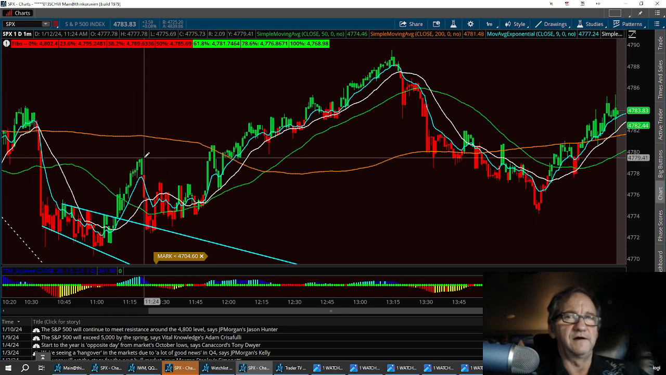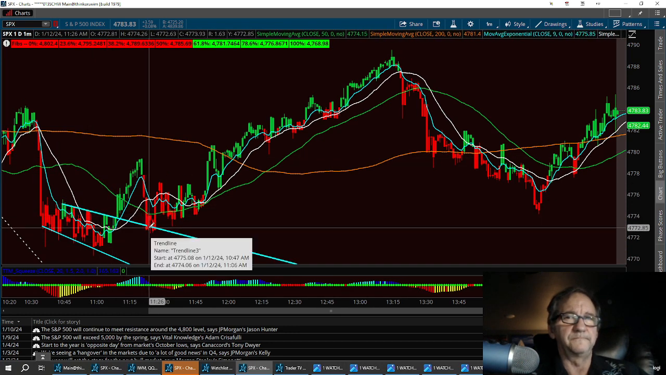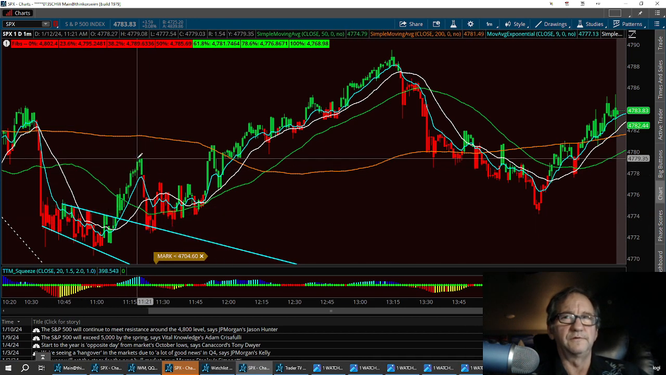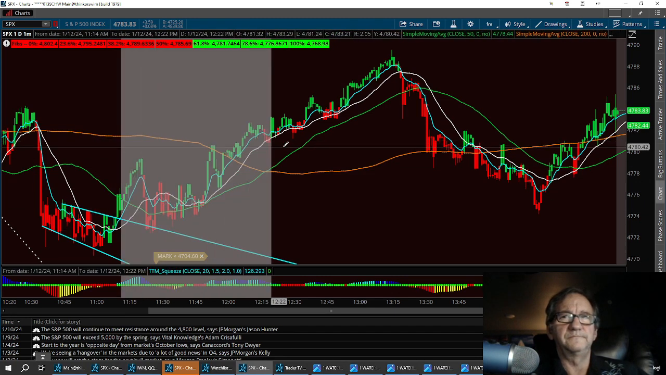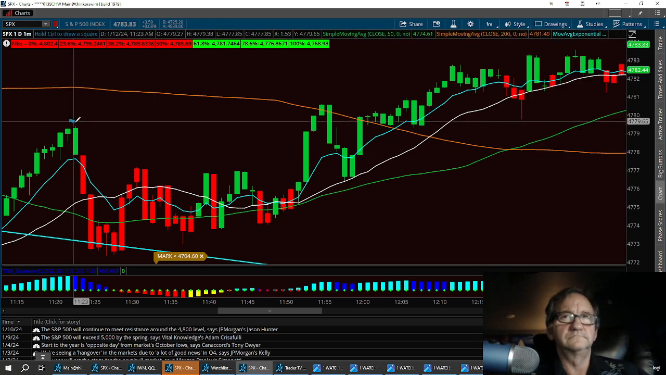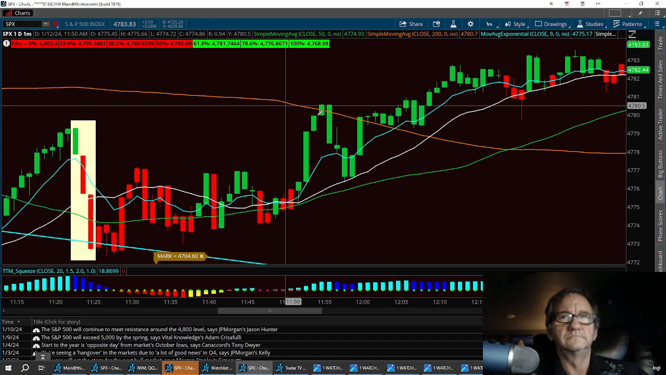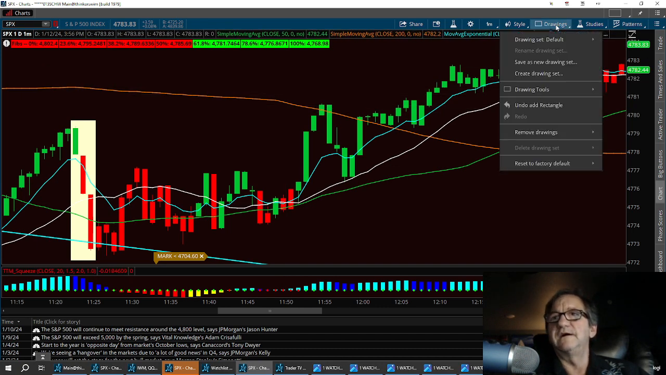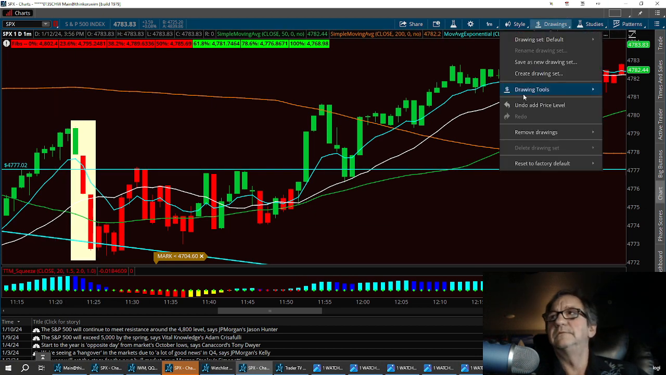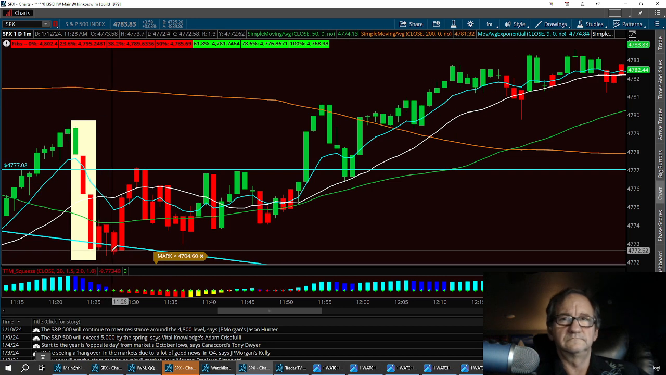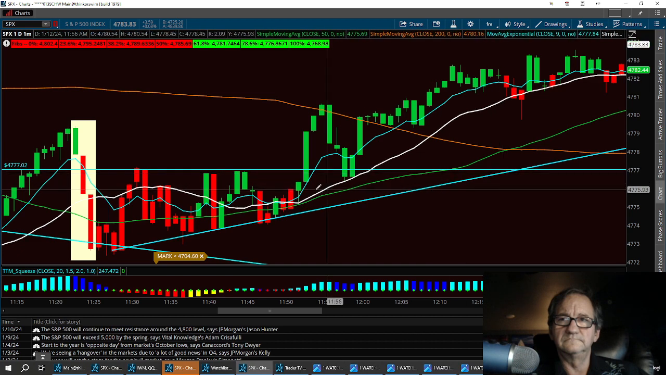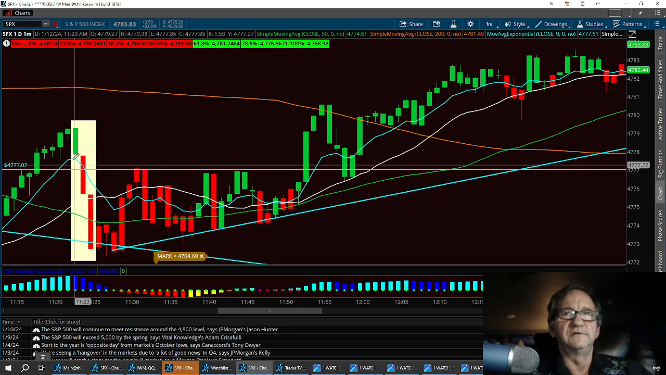So we broke out, and we came back and found that support. Once we found that support, what was resistance now became support. So we had 3 black crows. And we had an ascending triangle, which is very bullish. That's called an ascending triangle. So we come out with the crows.